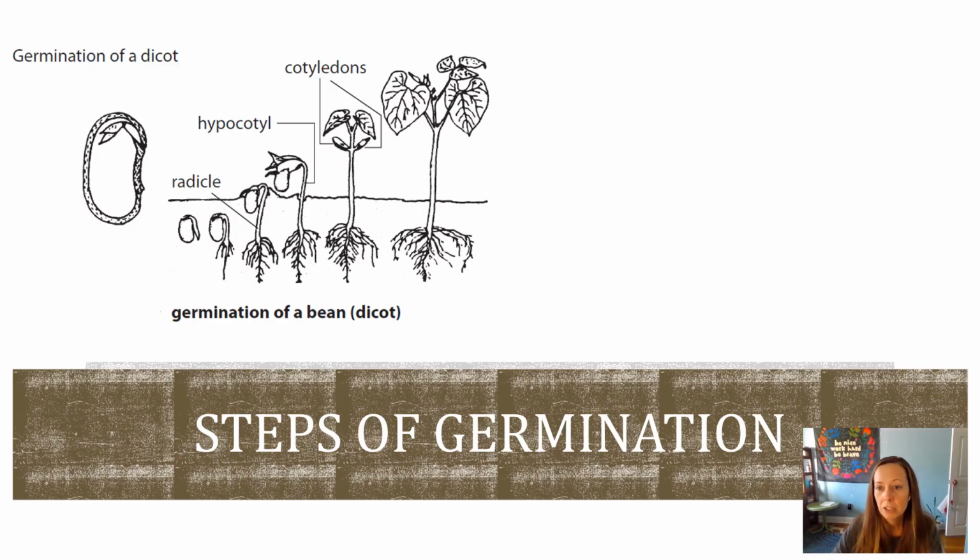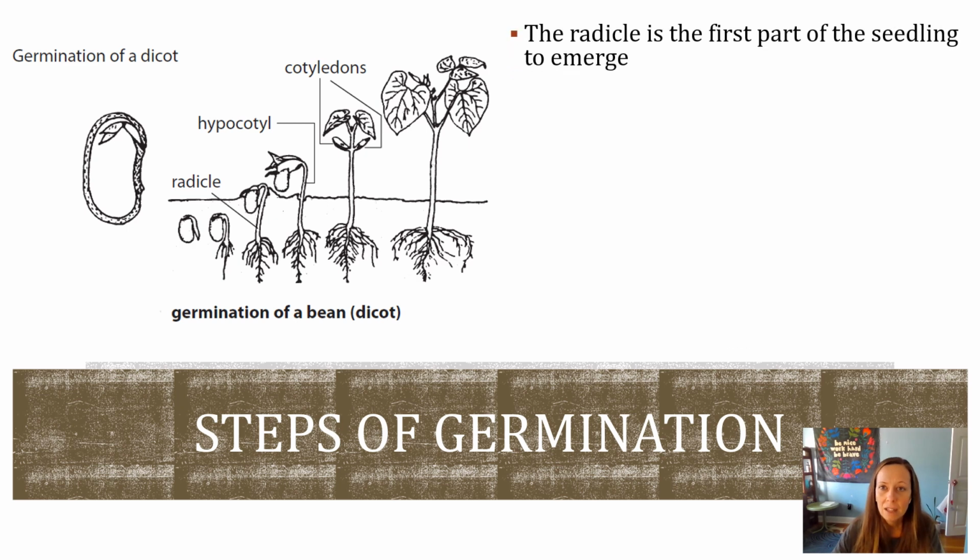Steps of germination. When germination occurs, it occurs in a really specific timeline. If you remember to come get germination tubes, you probably have these and you can see this happening for real. The first thing that happens is that a radicle is going to emerge from the seed.